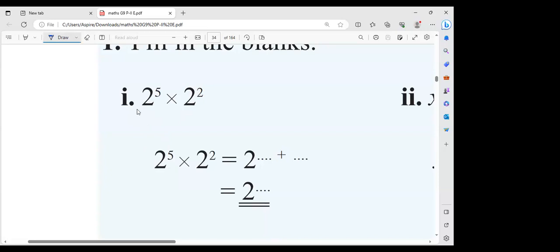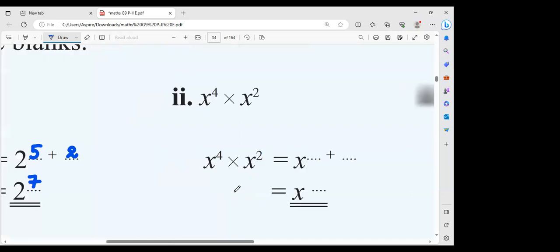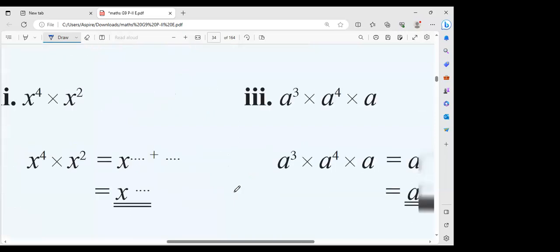You can see that these two are powers with same bases. Base is 2. Now, what is this step? It says add the two indices. That means 5 and 2 should be added. Then the answer is 7. 2 to the power of 7. Very simple. Okay. Likewise, do the second one and the third one.